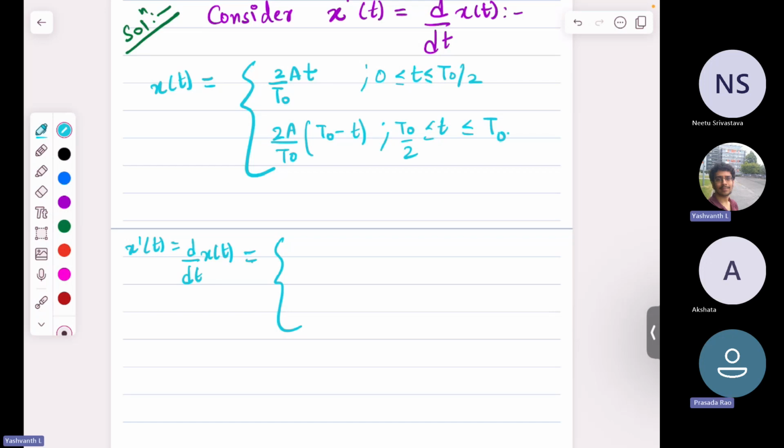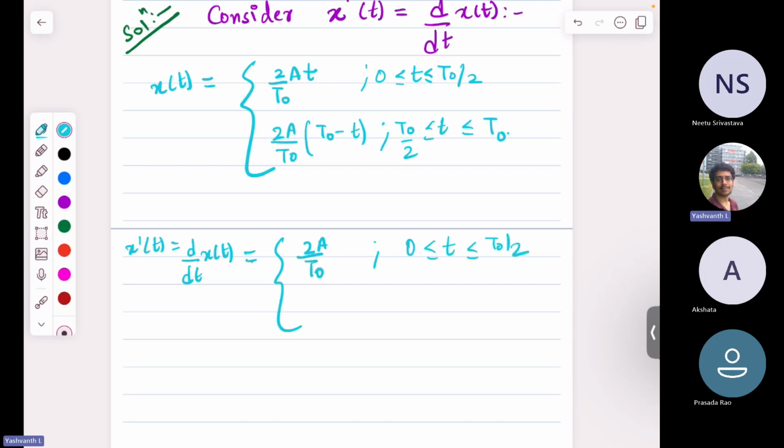Can you tell what is d by dt of x of t? Sir, a t square by t0, sir. Oh, 4a t square by t0? Are you doing integration? Okay, sorry, sir. 2a by t0, sir. Yeah, 2a by t0. That's correct, from 0 to T naught by 2.